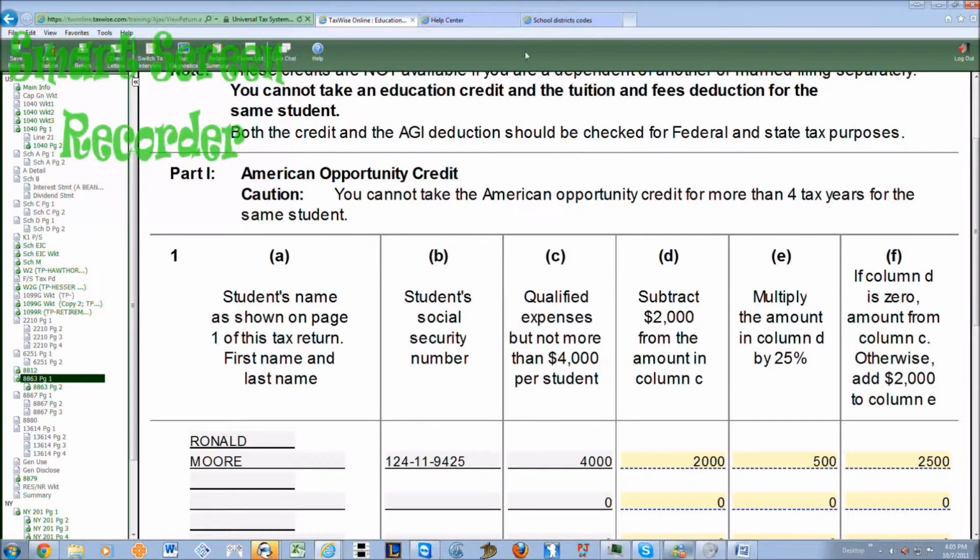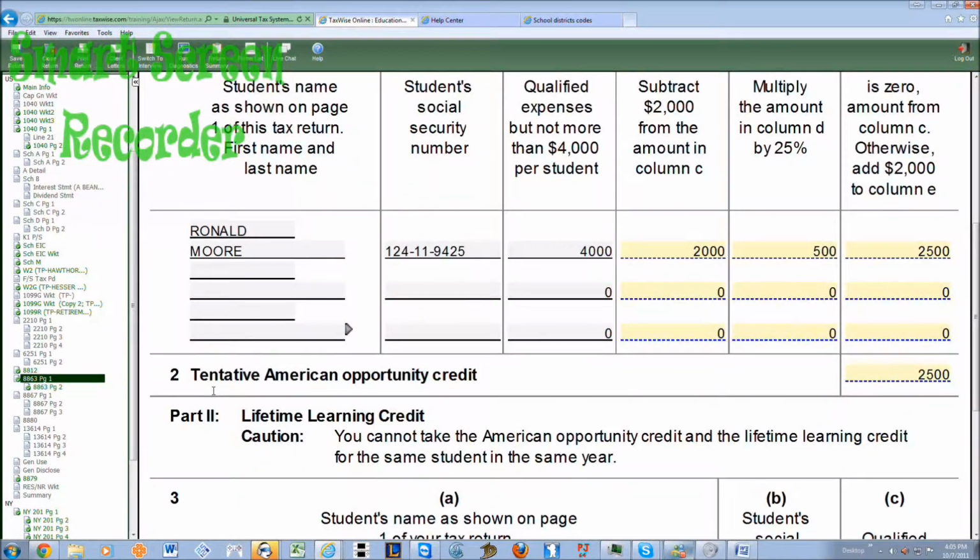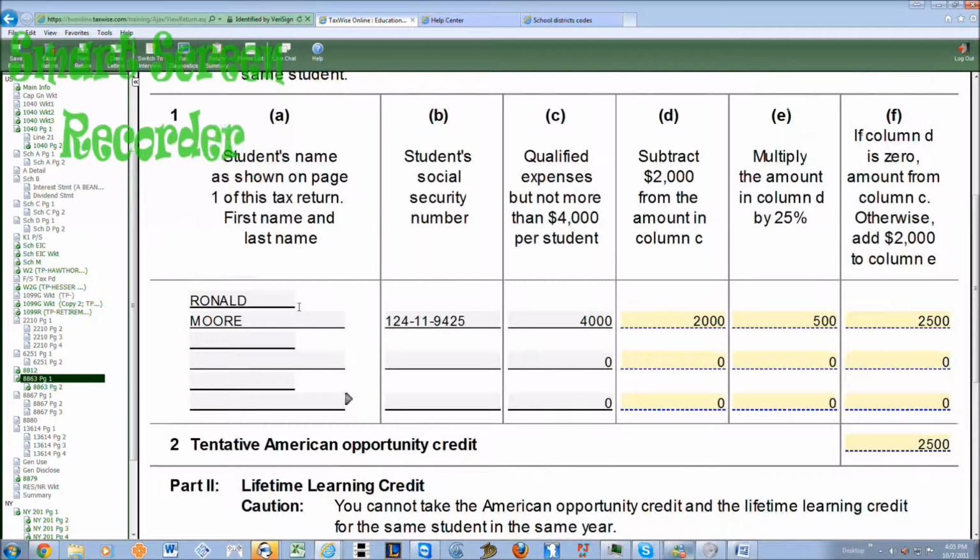Alright, so here you want to make sure to put in your student's name. Now it won't be every case where your client himself or herself is a student. It might be a dependent. This doesn't matter. As long as it's somebody that they're claiming on the return, then they can use the student here. Alright, so here we got Ronald Moore.